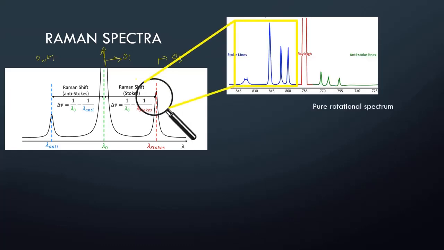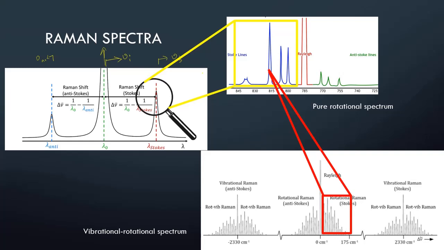When we zoom into a higher resolution image of the Stokes lines and anti-Stokes lines, we can see that it is not just a single line. It consists of multiple lines in an ordered fashion. This splitting of lines is a result of the rotational spectrum.